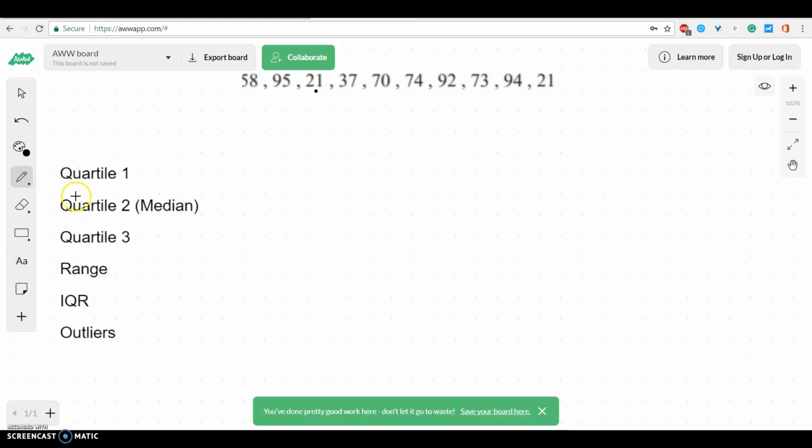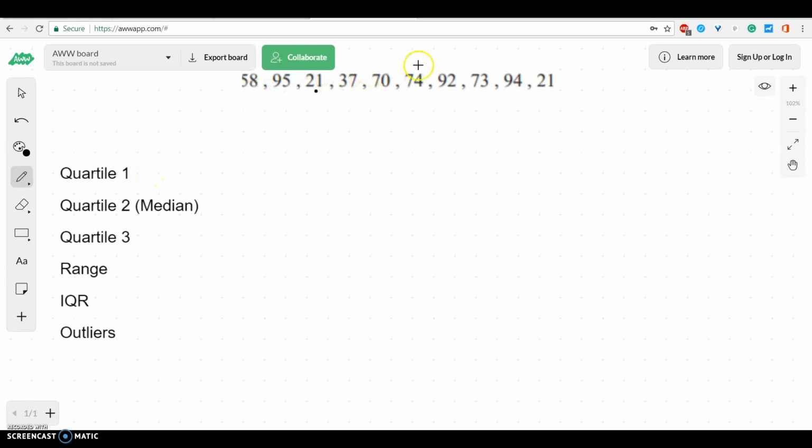Okay, so the main idea behind this video is to teach you what all these terms on this left-hand side mean. So that's the goal. If we can name what the first quartile is, the second, the third, the range, the IQR, and the outliers for this number set, then we have an understanding of what measures of center are based on medians, or quartiles, which is a better word for these things.